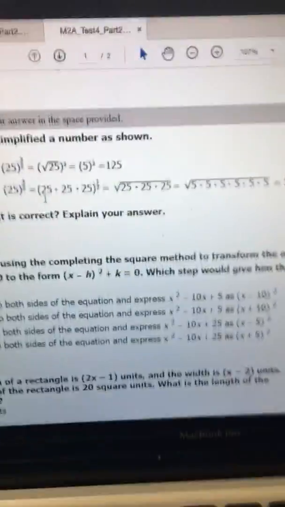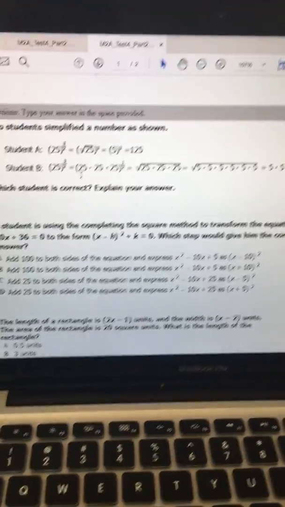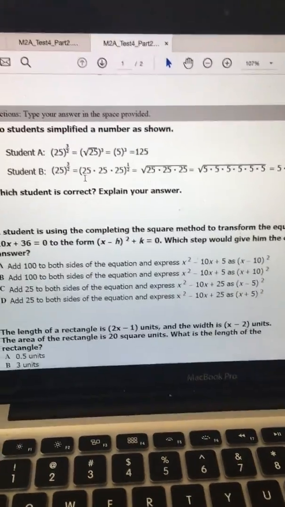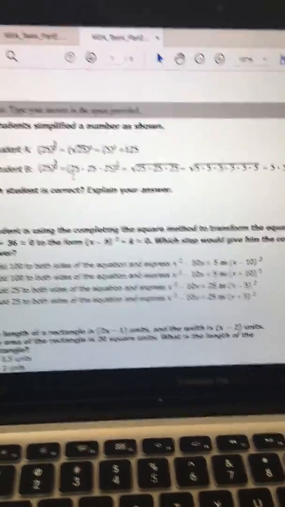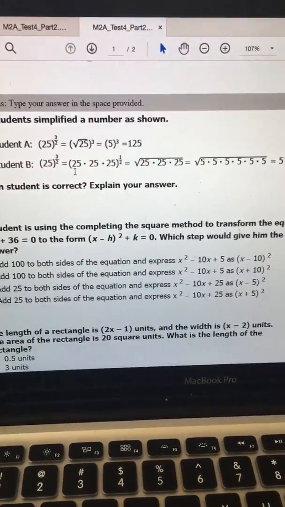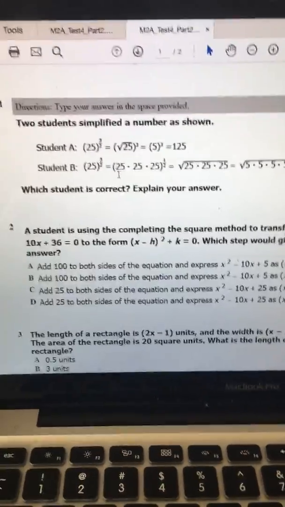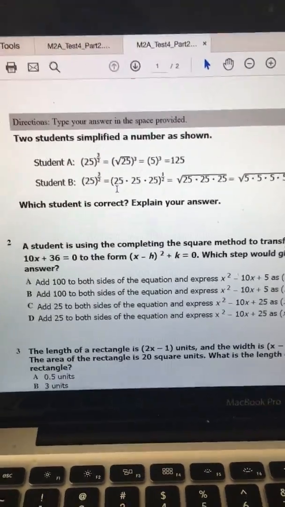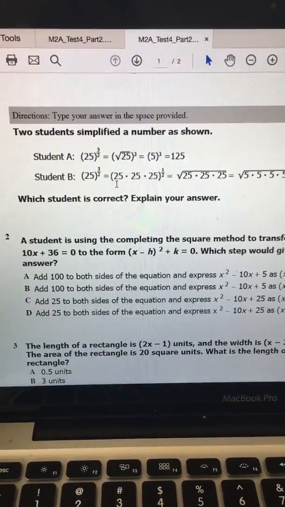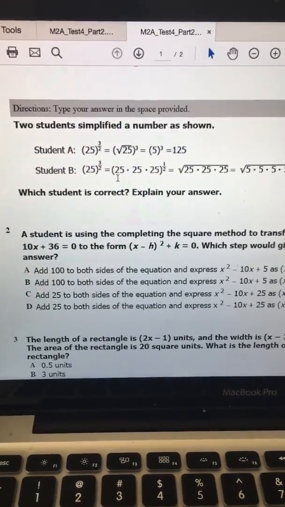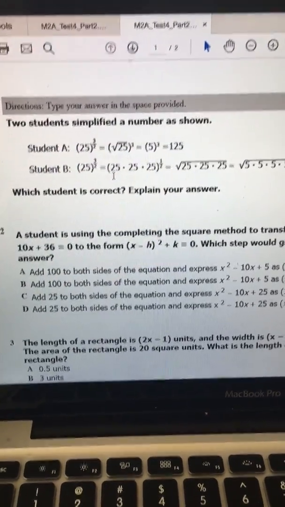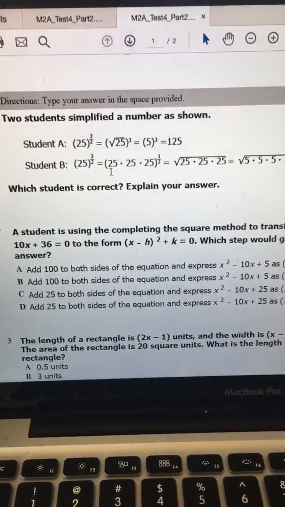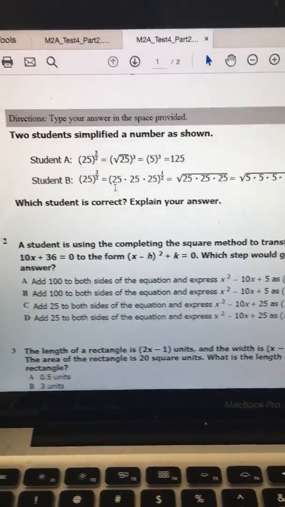Now we can look at student B, and they don't take the square root of the number like they should during the first part. So student A is the correct student because student B did not take the square root of 25 first. You need to do that first.